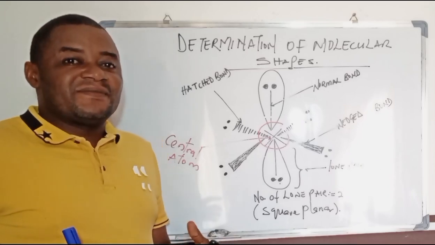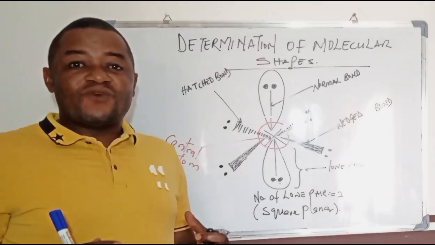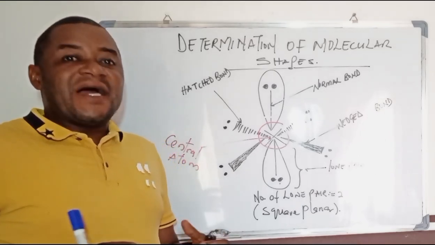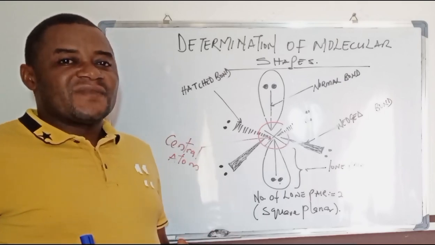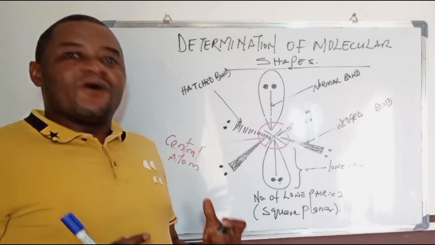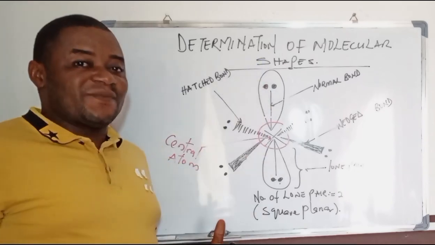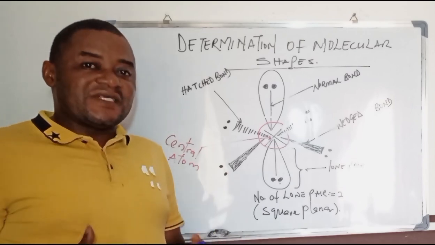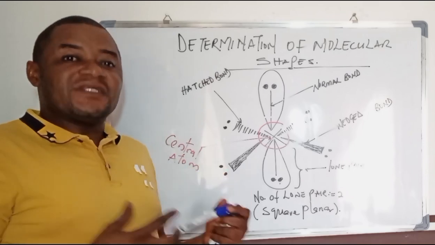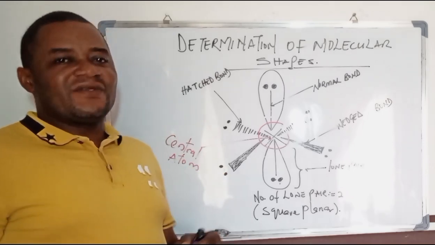And usually the electron charge cloud is dominated by negatively charged electrons. That dominance does not matter whether the electrons are lone pair or bonded pair. There might also be a mixed pair. So this electron charge cloud plays a significant role in the determination of molecular shapes, because it houses both lone pair electrons and bonded pair electrons.